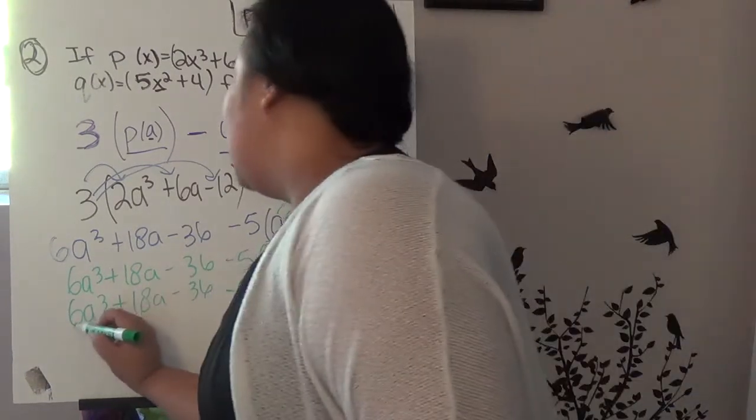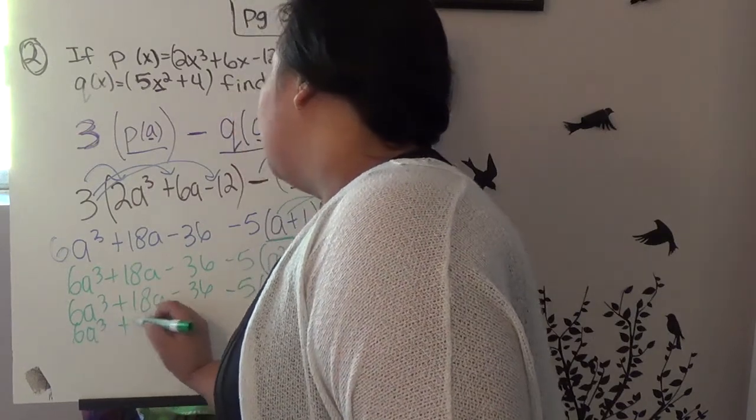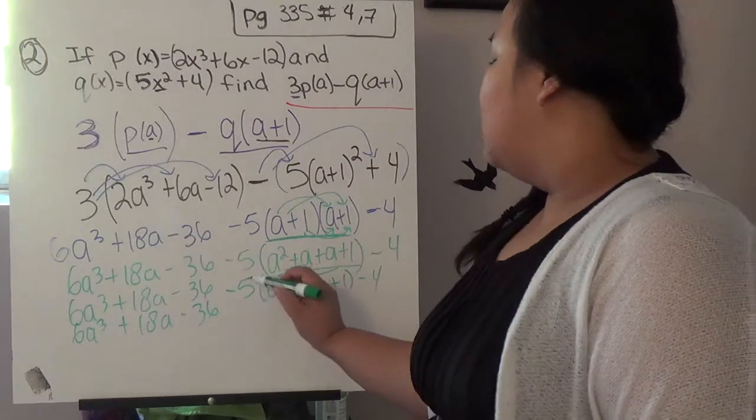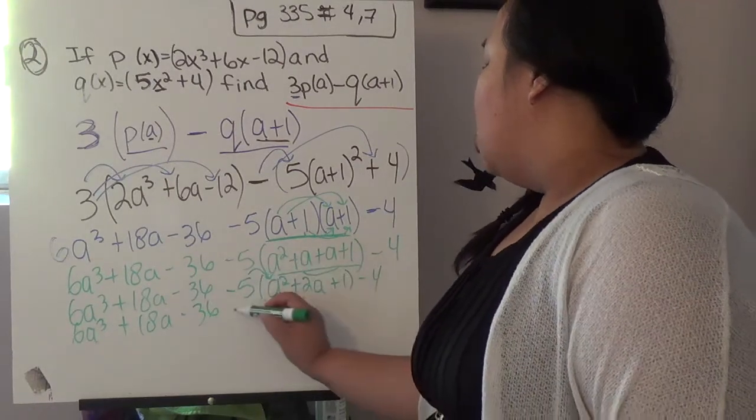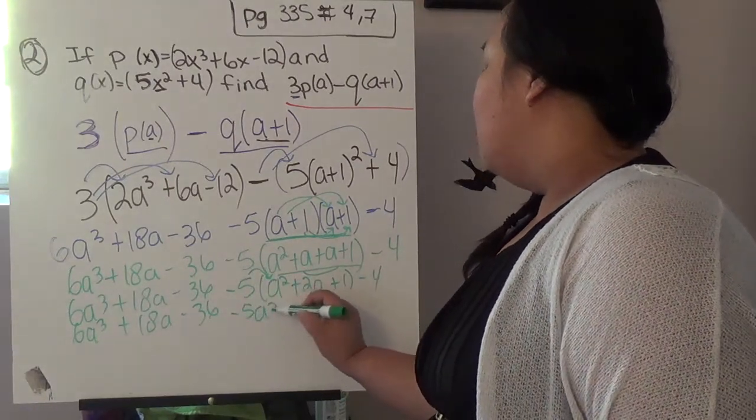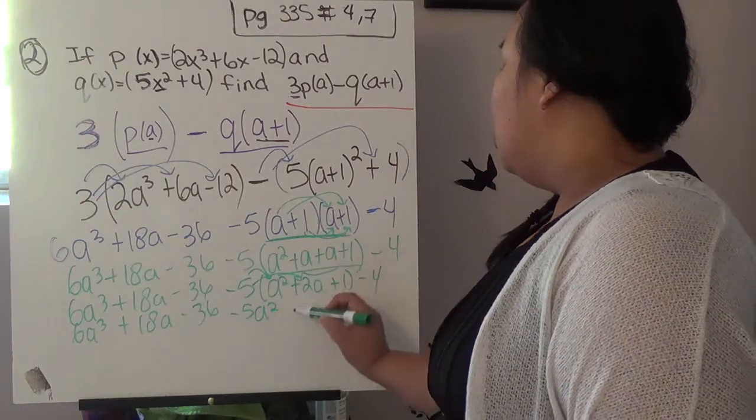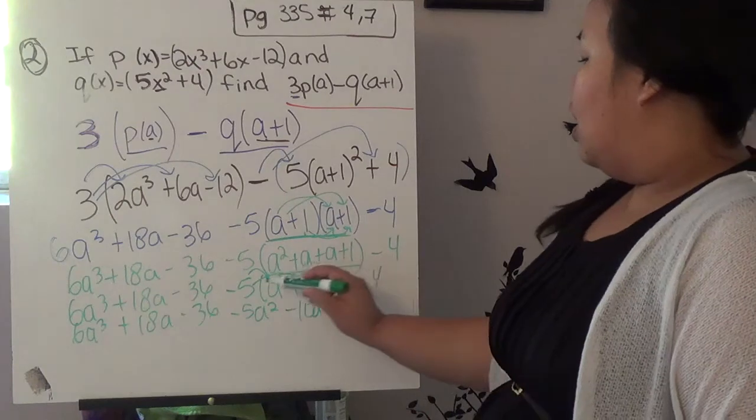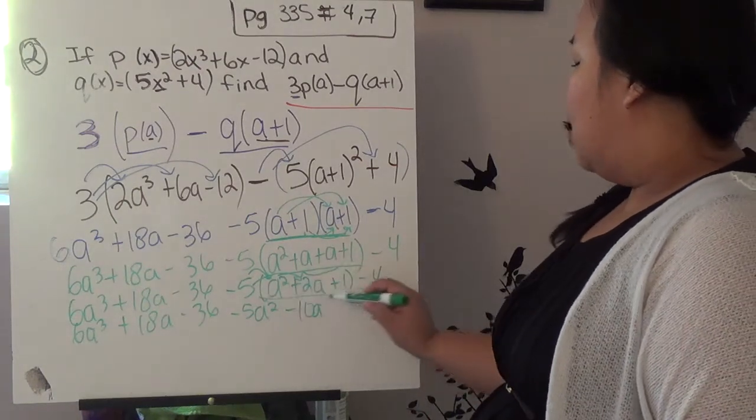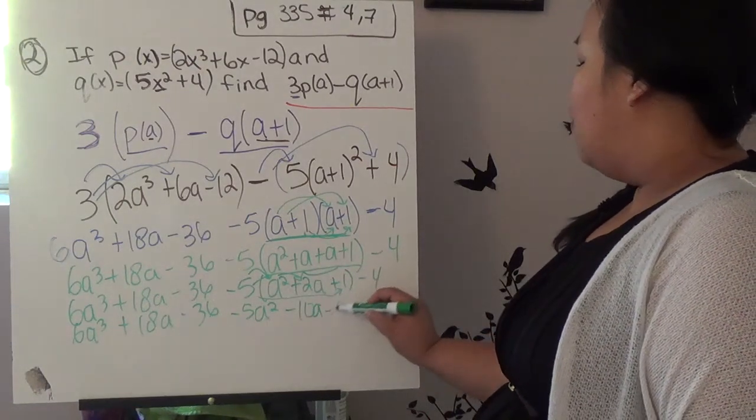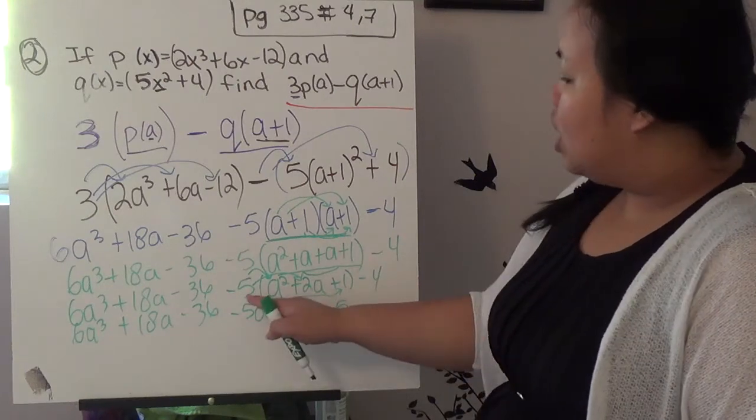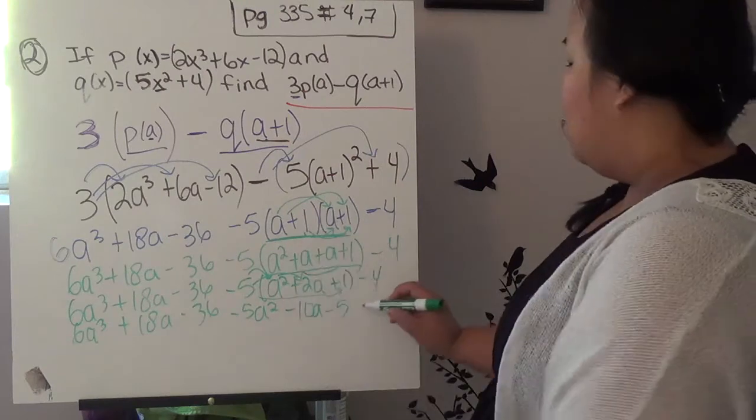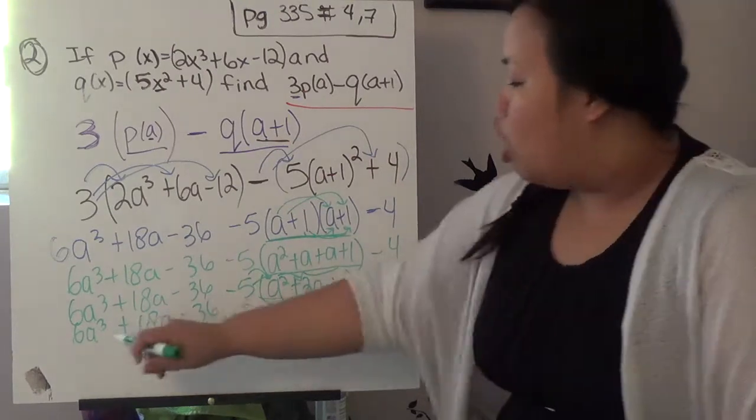And again, I'm going to write it down. 6a cubed plus 18a minus 36, because again, there's nothing I can do. I'm going to take this 5 and I'm going to distribute it. So negative 5a squared, and then I'm going to distribute it here. Gives me what? A negative 10a. Alright? And then the last one is negative 5 times positive 1, which would give me negative 5. And because I've already taken this -5 and distributed it, then I don't need parentheses anymore, and -4. So I have this long equation.